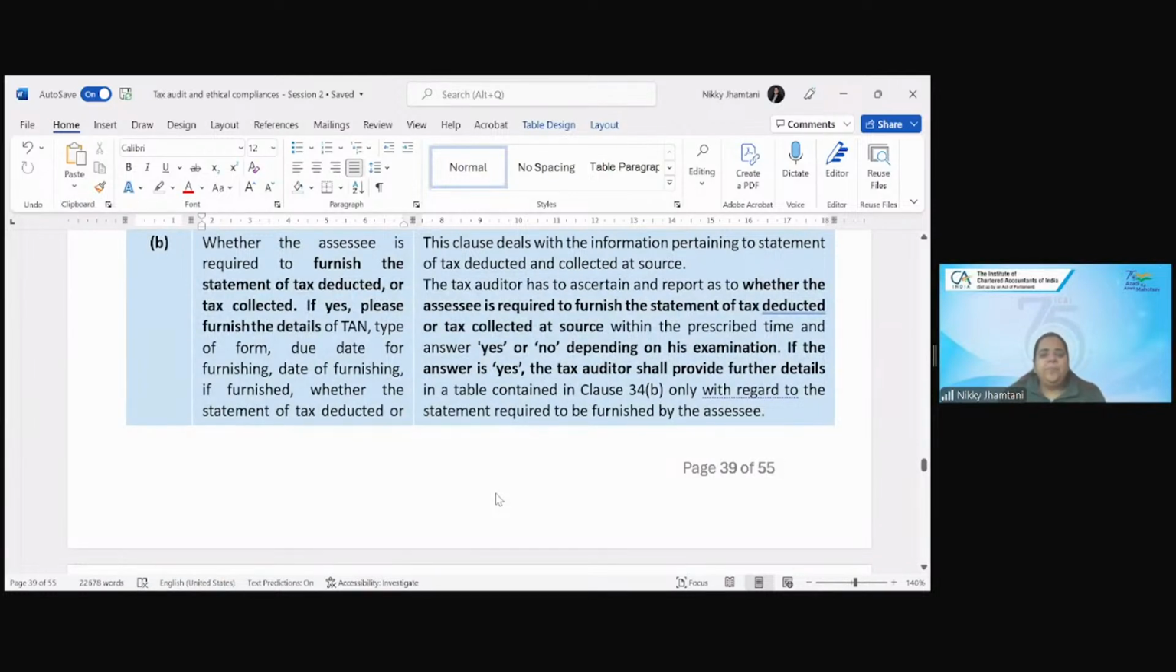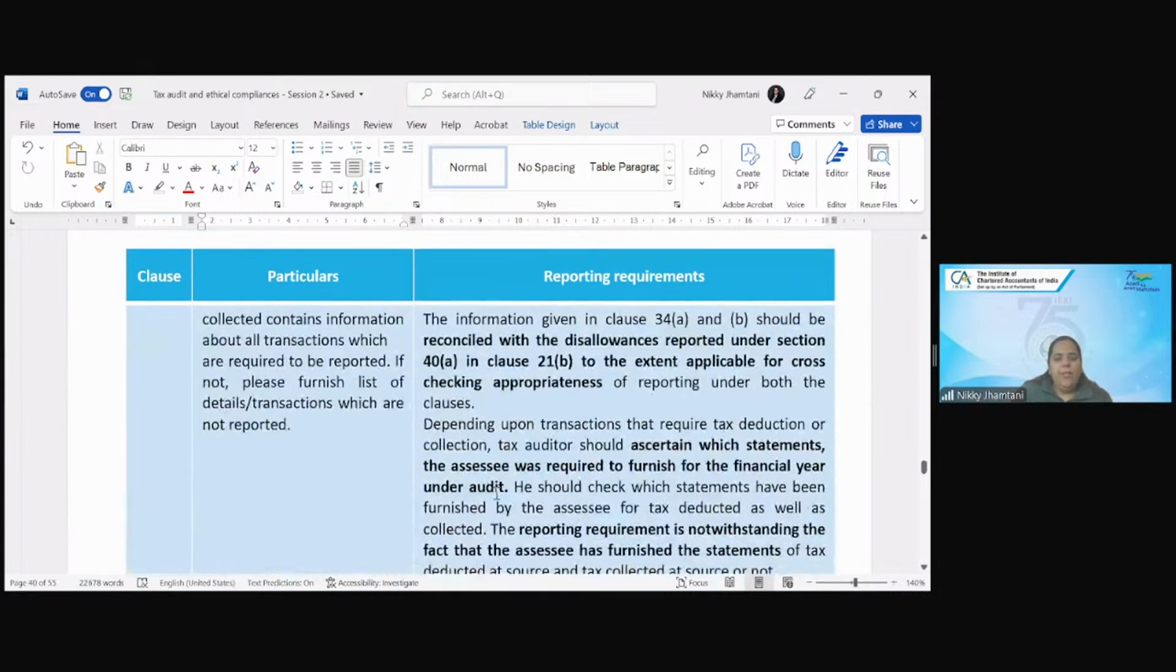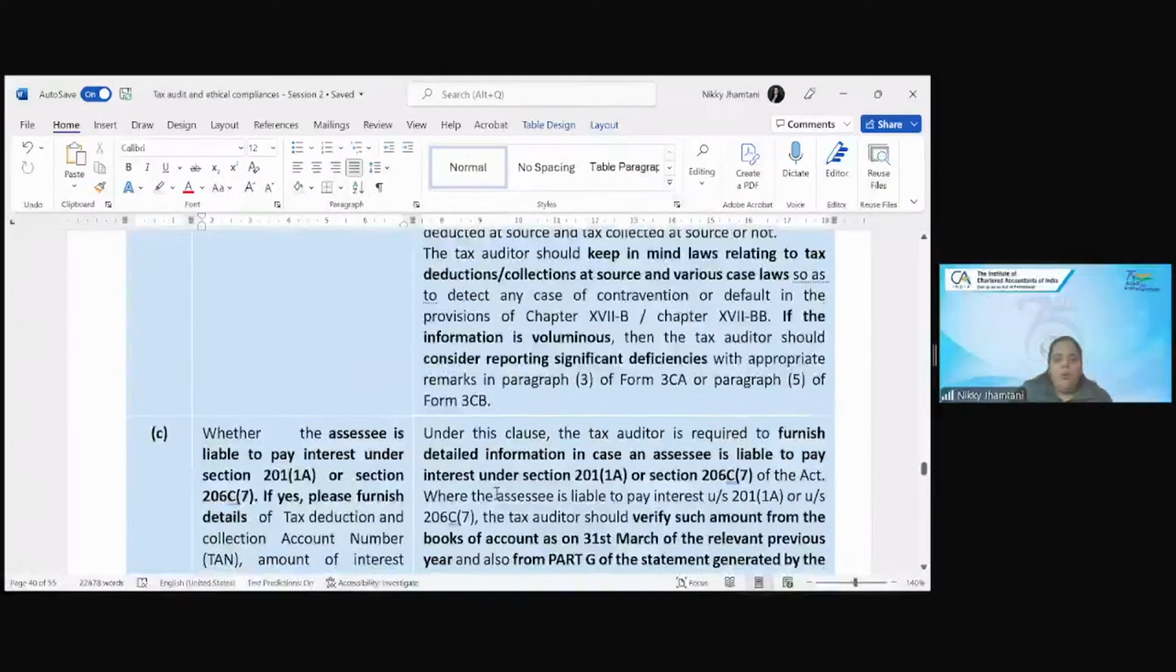Point B. Whether the assessee is required to furnish the statement of tax deducted or tax collected. If yes, please furnish details of TAN, type of form, due date for furnishing, date of furnishing. Then, if furnished, whether the statement of tax deducted or collected contains information about all transactions which are required to be reported. If not furnished, list of details or transactions which are not reported.